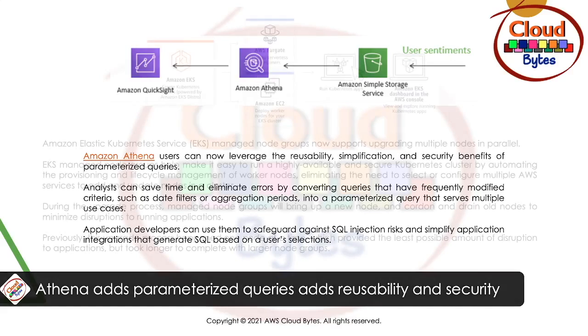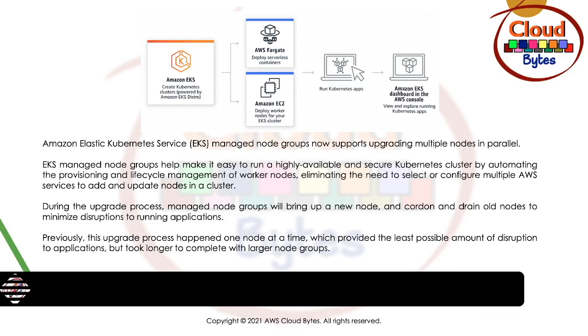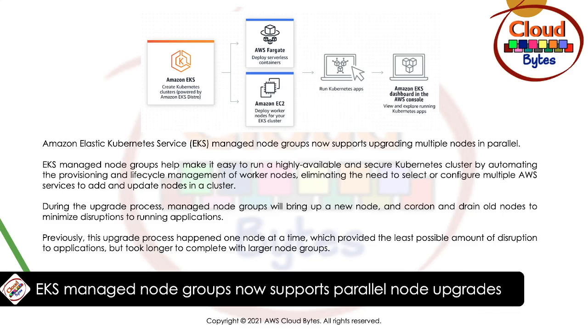Moving on to the next news headlines. EKS managed node groups now support parallel node upgrades. So Amazon Elastic Kubernetes Service managed node groups now support upgrading multiple nodes in parallel.